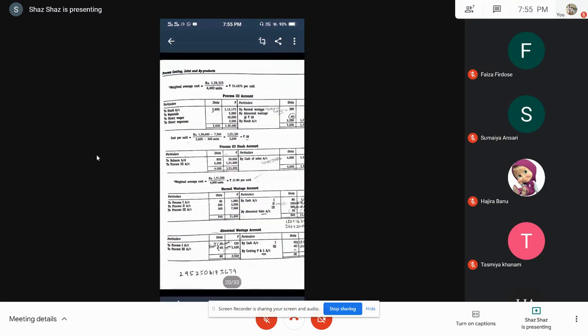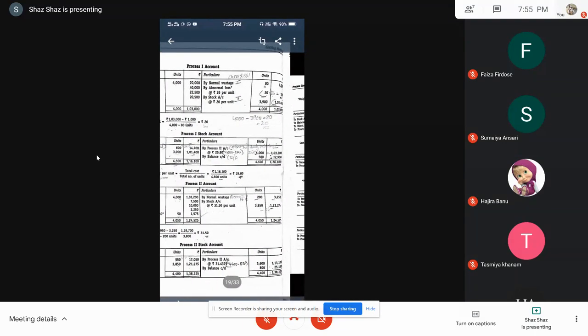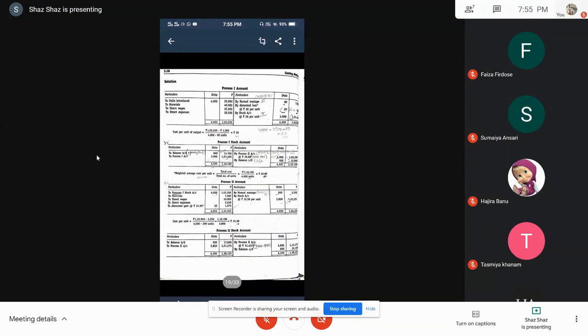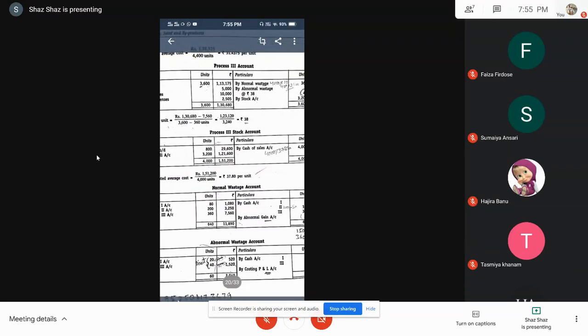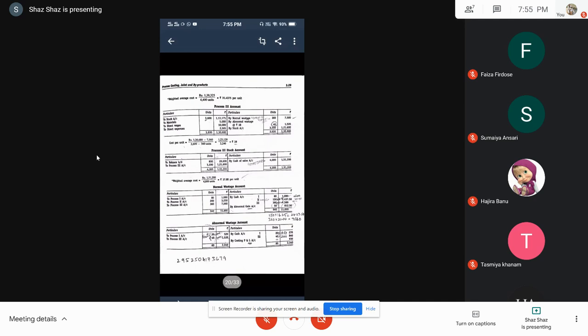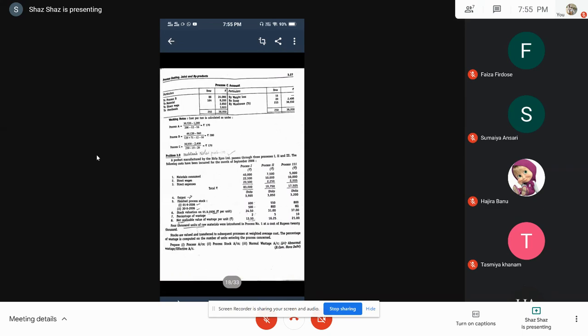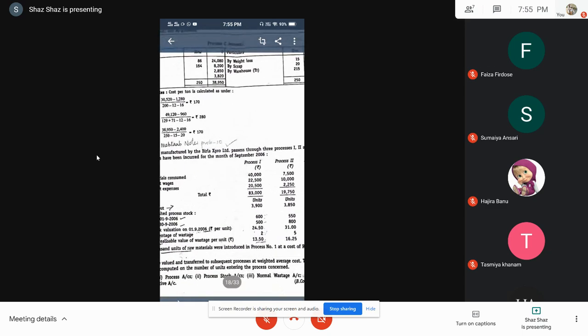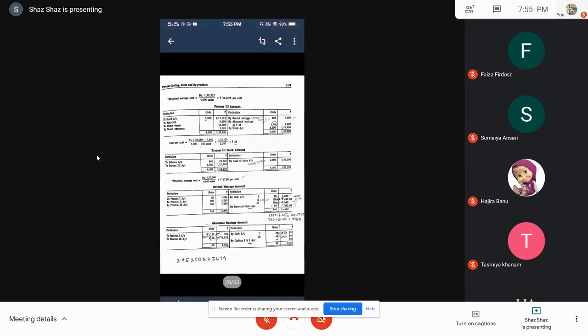Under process 1, you have got normal wastage. What is that you have got? You have got 20 and the amount is 520, isn't it? So you write down here 20 and 520. See here, 20 and 520. Now what is happening here is, under this you are not going to compare anything. Under normal wastage, you are not going to compare anything.